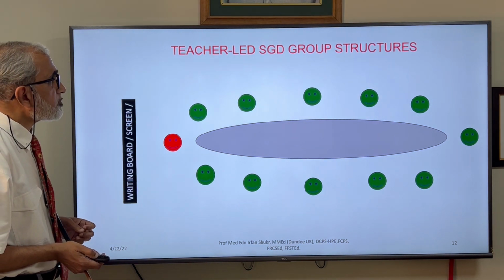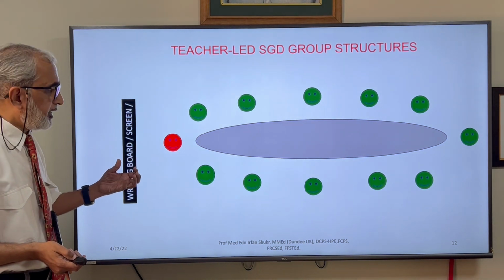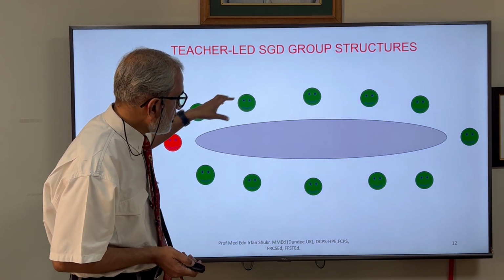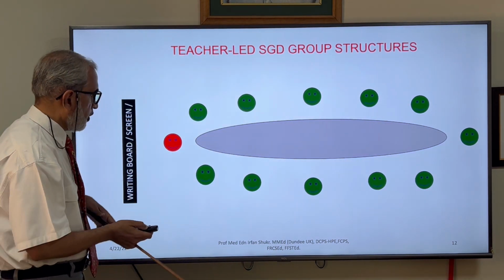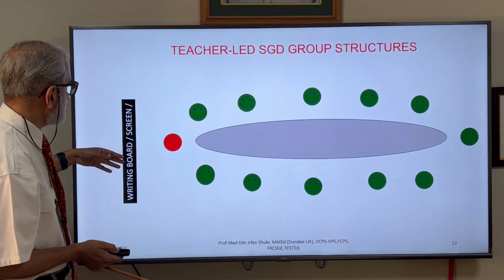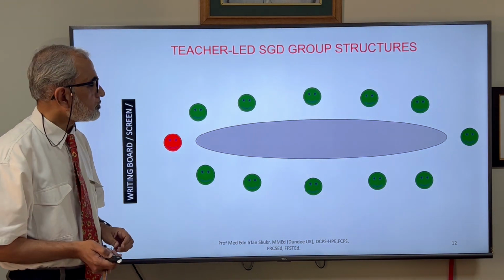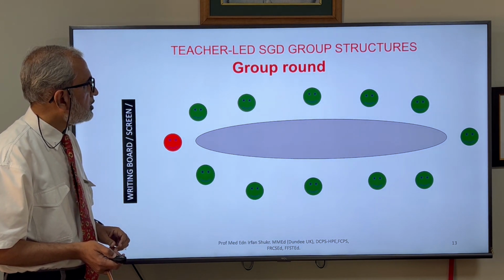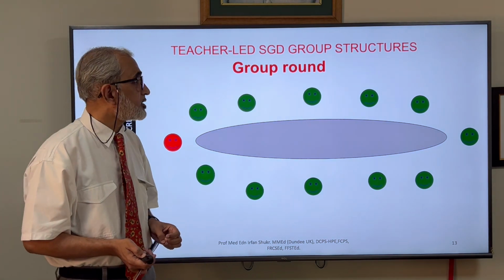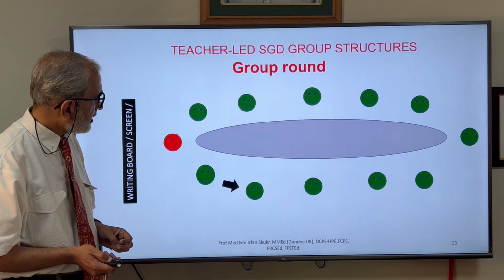So, among teacher-led small group structures, this is possibly a good teaching, a good sitting plan. Students and teacher sit in a round, because each one of them can see each other, and obviously there's a writing board screen on one side. This red dot shows the teacher. One structure of a teacher-led small group teaching is the group round. What is happening?